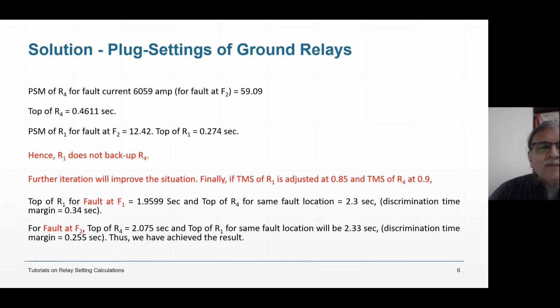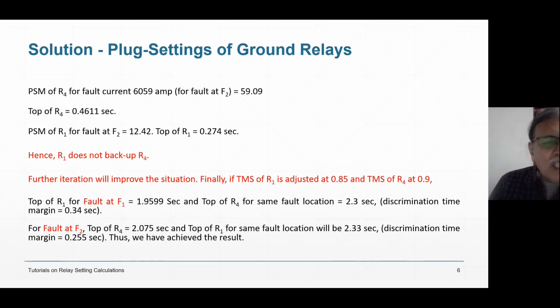That means I started with TMS of R1 as 0.1. Probably I have to start with 0.15 or 0.2, right? Then I have to do the same calculation. If it does not come out, I have to go for a third iteration, then a fourth iteration. My friends, I am not going into that. I have done that exercise myself.